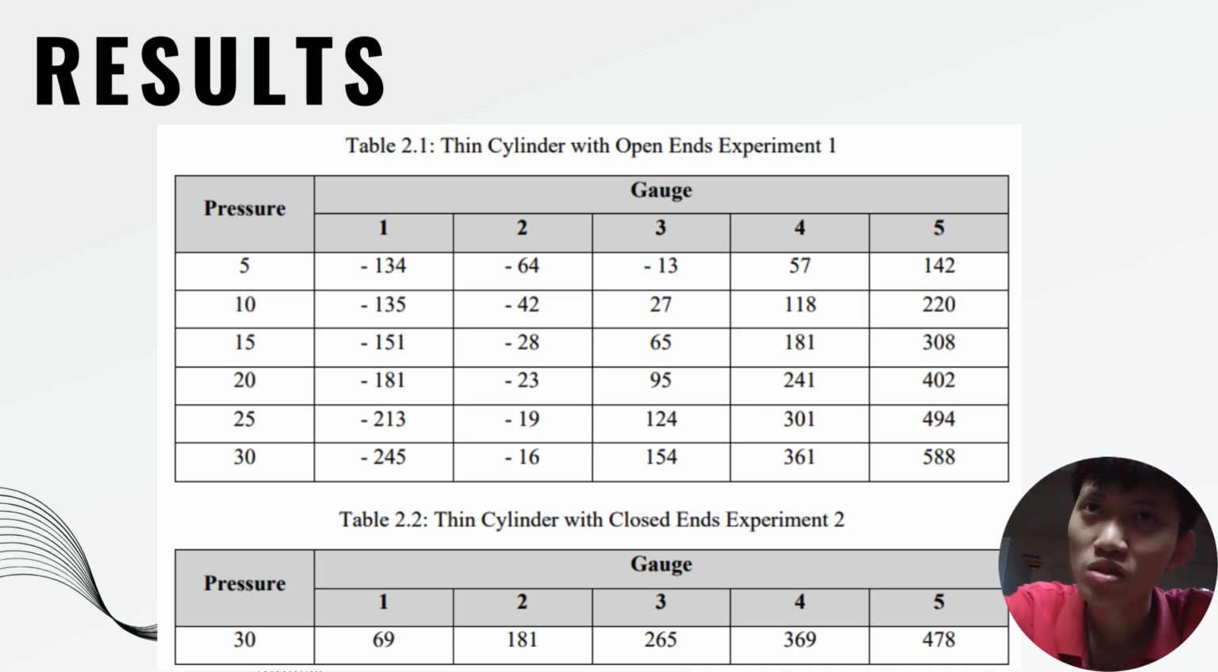I will be talking about the results and calculation. For the results, we adjust the pressure, and in return we get the value of the strain from the strain gauge. We do it for both the open ends and closed ends experiments. The pressure is in bar, in which 1 bar is equal to 1 megapascal.